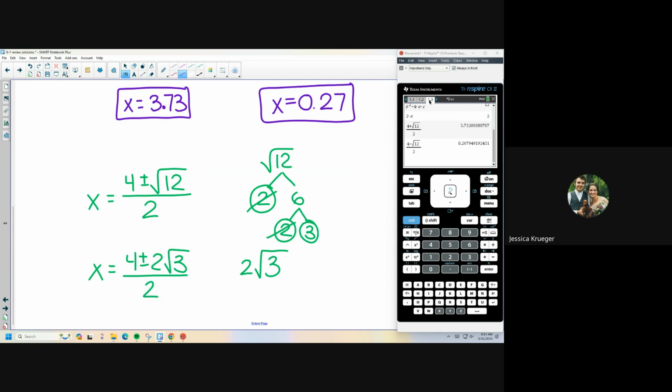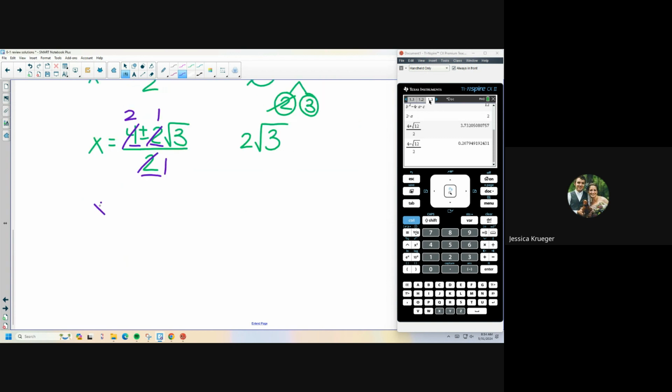To reduce this, I'm going to divide. I notice the 4, the 2, and the 2 can all be divided by 2. That becomes a 2, a 1, and a 1. So my answer would be x equals 2 plus or minus 1 radical 3 over 1, or you could just omit the denominator because dividing by 1 is the same. Okay.